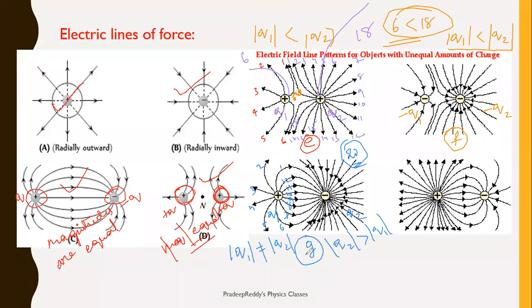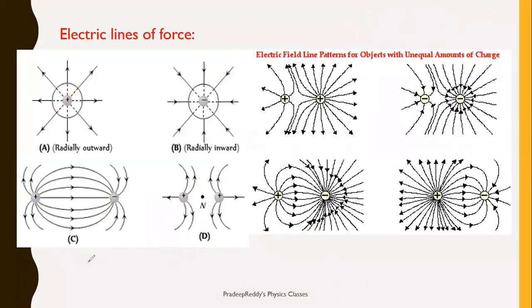Coming to the next figure, here it is H. This is positive and I name it as Q1, and here it is negative, I name it as Q2. From this figure it is clear magnitude of Q1 is not equal to magnitude of Q2, and whose magnitude is greater? Obviously more density of lines is for Q1. Therefore, Q1 magnitude is greater than Q2 magnitude.